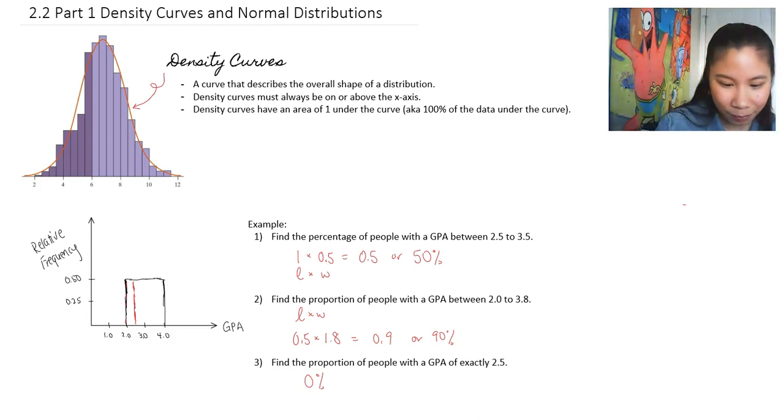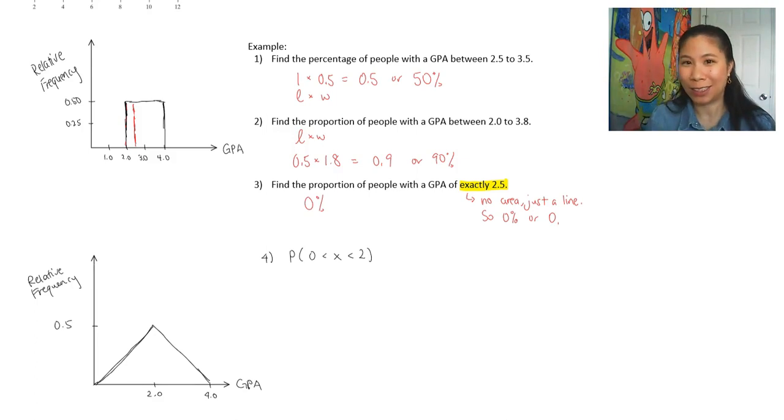Alright, this time I want to do a different example with a different density curve. So this time, instead of a rectangle, we have a triangle. I'm also going to write my problem out a little bit differently, just so you can see all the different ways that you can be asked. Here, I've written it out as capital P, parentheses, 0 less than x less than 2, parentheses. So this is another way of asking, what is the proportion or the probability of?